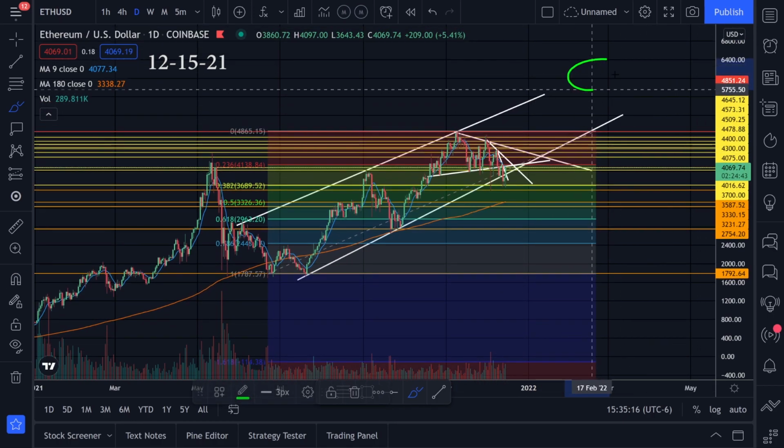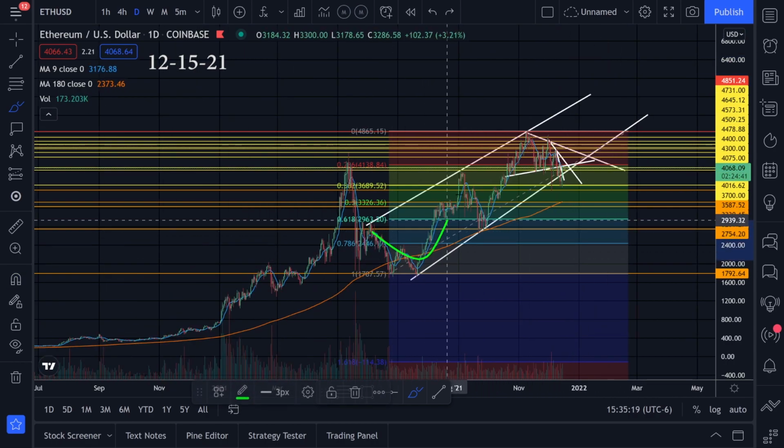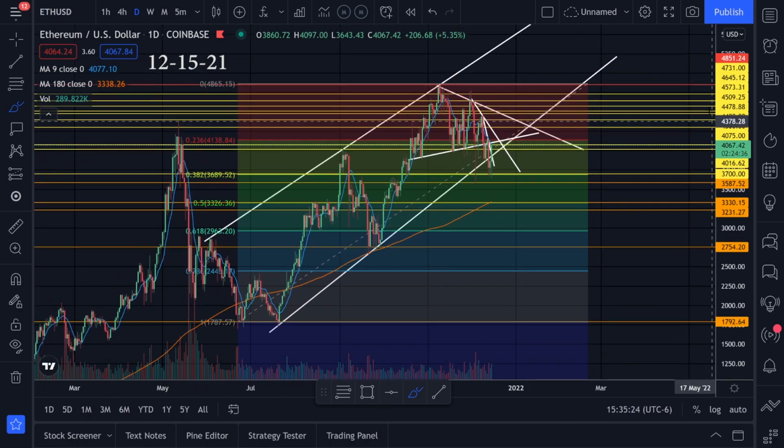I've been targeting around 6,000 in general, so let's see if we could come back up. Let's see after this bounce if we could come back, start breaking through and start changing the direction after we've been moving down.